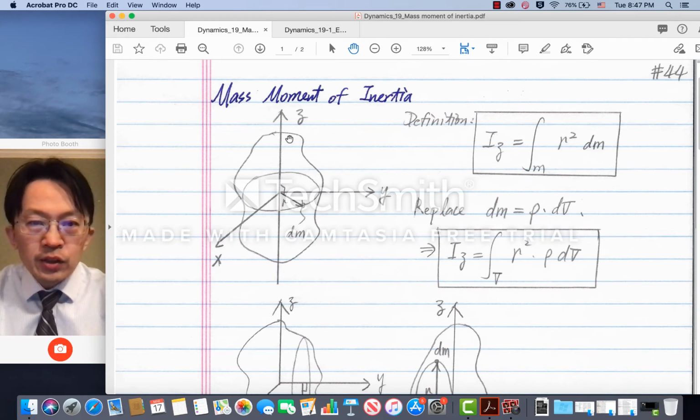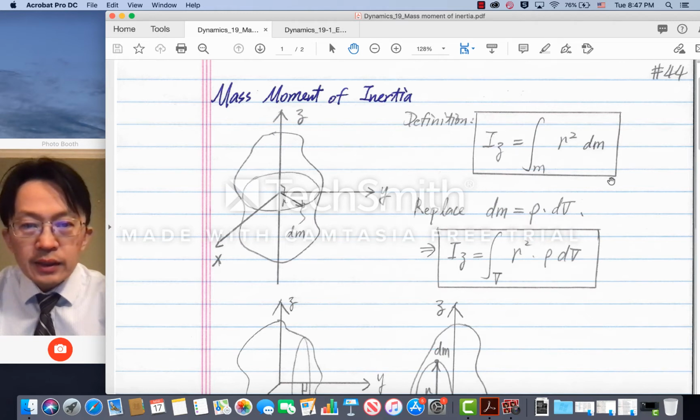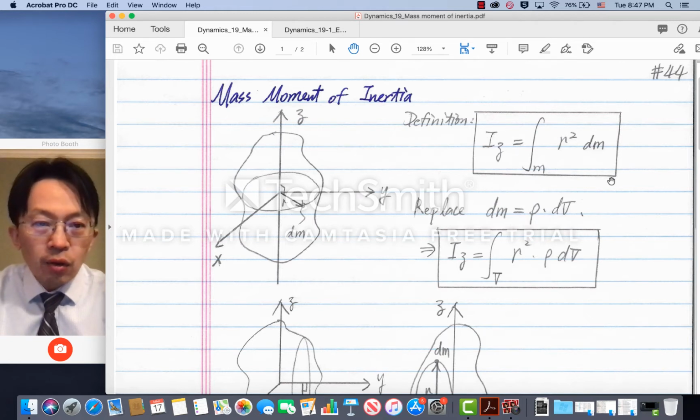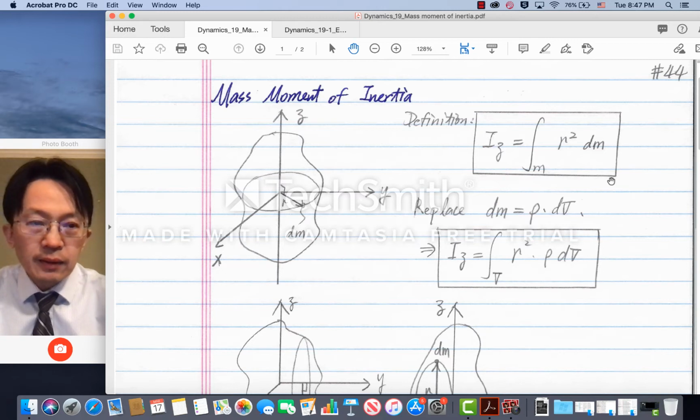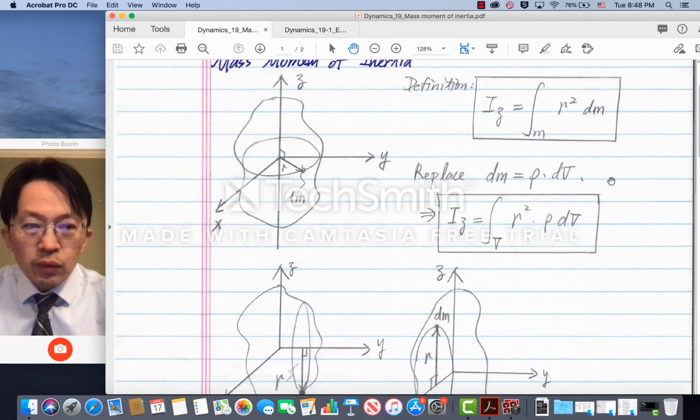The mass moment of inertia with respect to the z-axis is defined and calculated by this equation. It equals the integral of r squared dm, in which r means the perpendicular distance from any direction, as long as it is perpendicular to the z-axis. M denotes the mass, dm means the unit mass. If we replace dm with rho dV, where rho means density and capital V means volume, the calculation can be written as the integral of r squared times rho times dV.